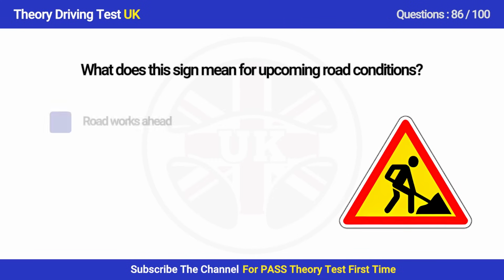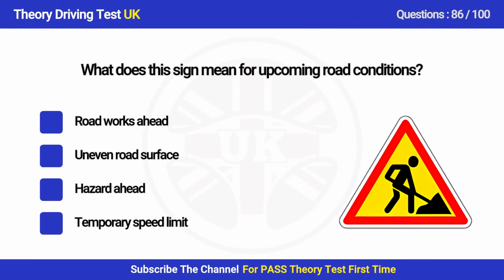Question 86. What does this sign mean for upcoming road conditions? A. Road works ahead. B. Uneven road surface. C. Hazard ahead. D. Temporary speed limit.